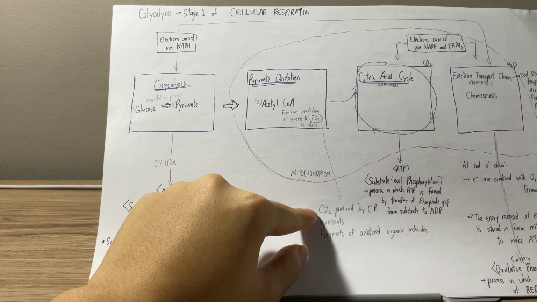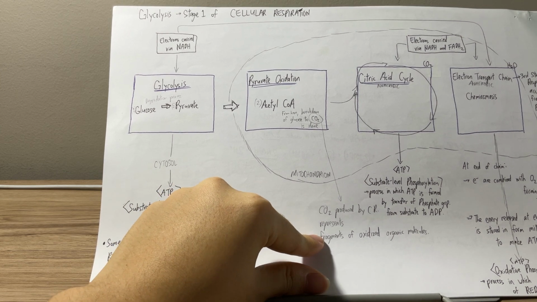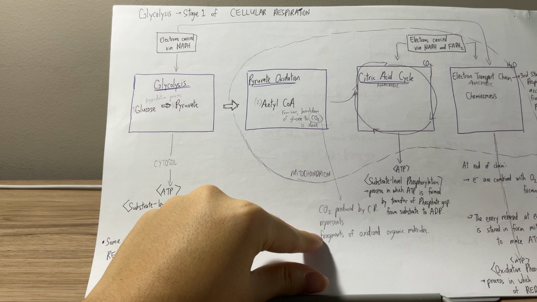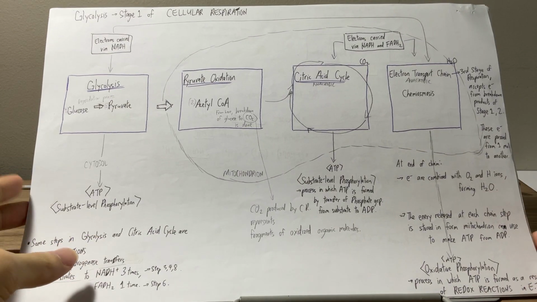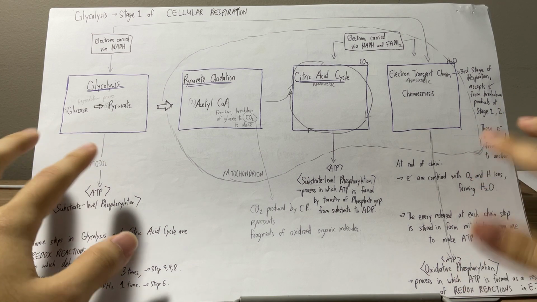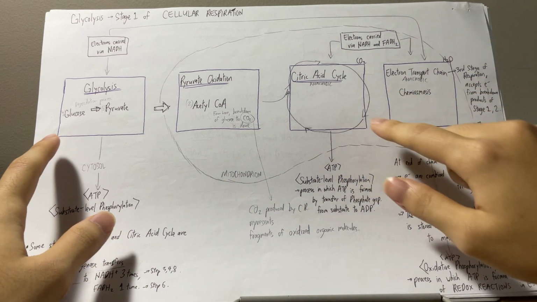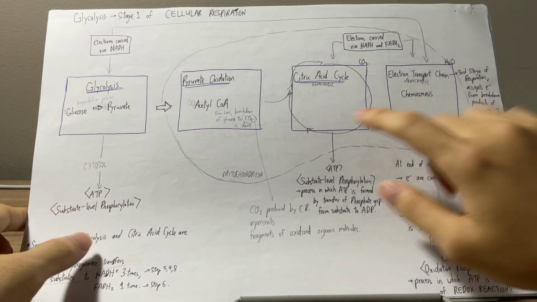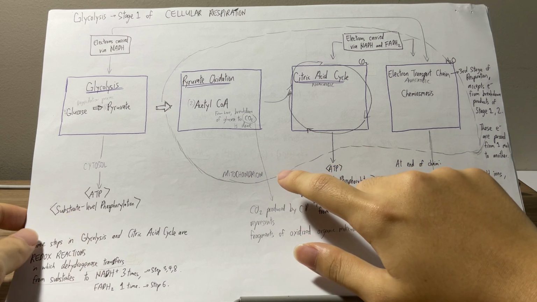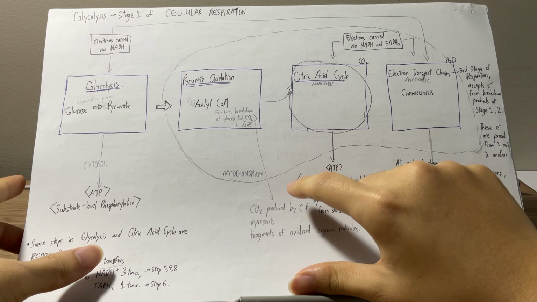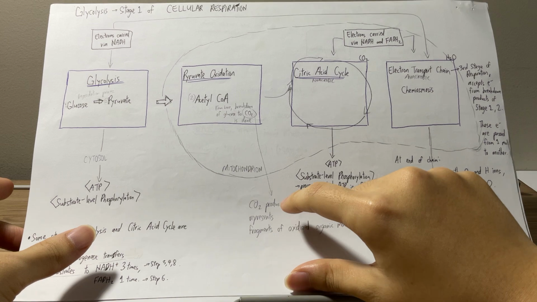So CO2 that's produced by cellular respiration represents the fragments of oxidized organic molecules. As you can see, looking at the figure itself, glycolysis happens outside the mitochondrion. The rest, steps 2, 3, and 4, all happen within the mitochondrion. Again, this is inside the cell, responsible for being the powerhouse for generating ATP. And that is the energy for the cell.